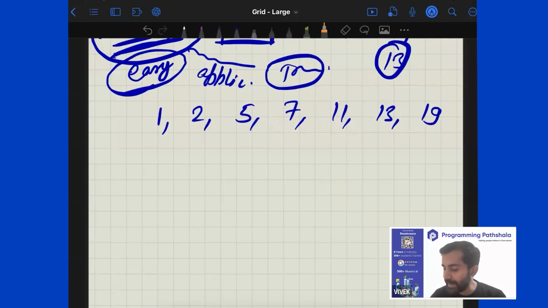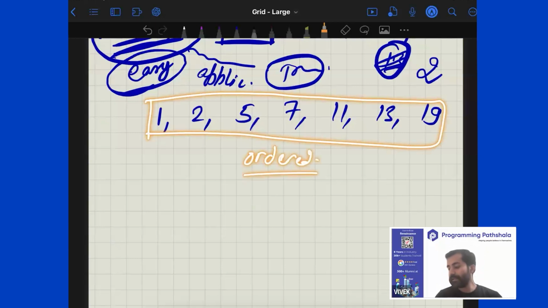On the other hand, if your target was not 13 but 2, you would have said that 7 is greater than 2, so my answer lies in the left half. So you either switch to the right half or to the left half. You are able to make this switch because your input is ordered.